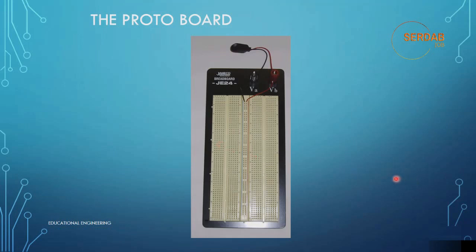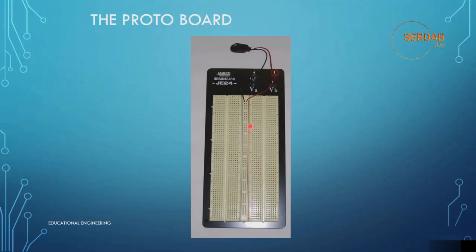You need to understand the difference between the interconnected holes here. As you can see, each 5 holes here are connected together horizontally, not vertically. And the same is here. These 5 are connected together, so you can consider them as one pin. The same goes here and here.